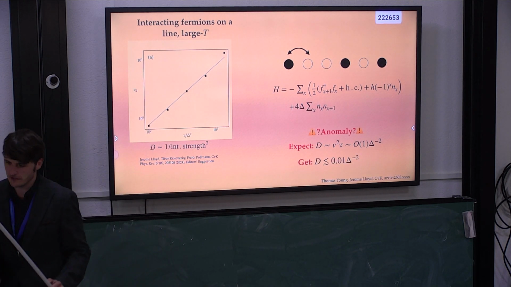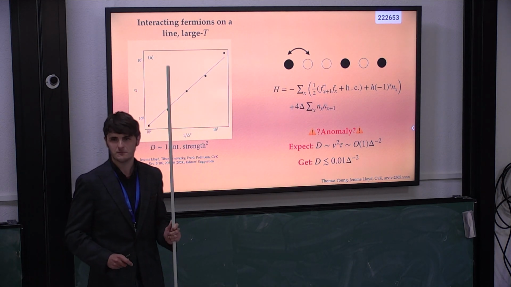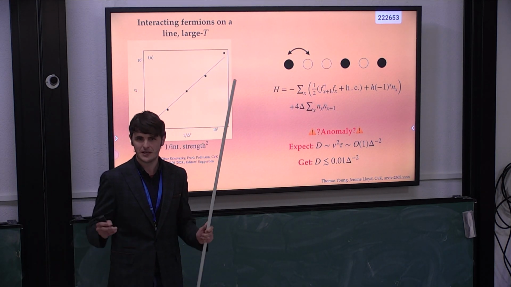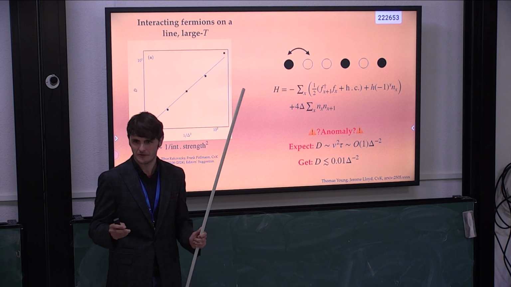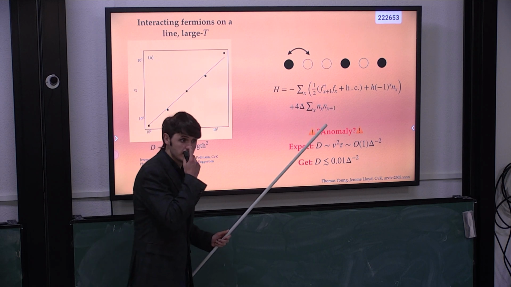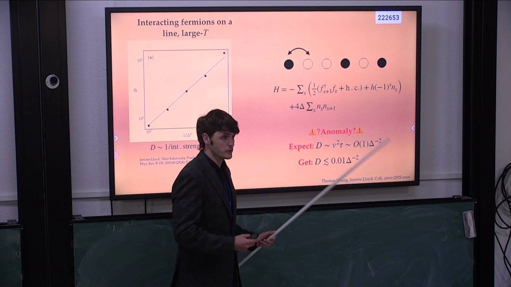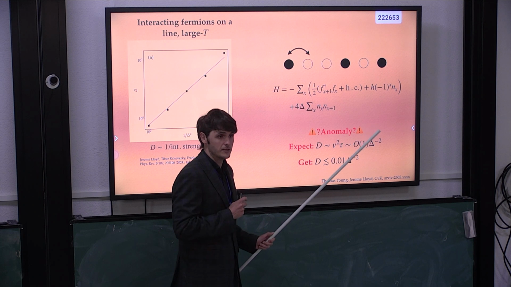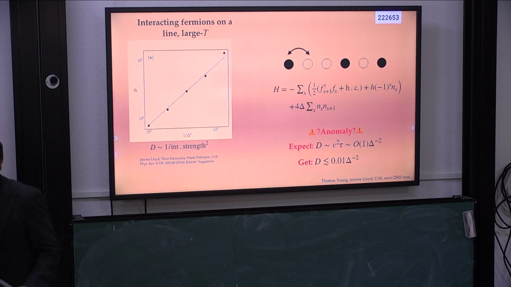But in fact, what we find in these numerics is that the diffusion constant is suspiciously small. Of course, one should be careful doing numerology, but we were a little bit worried about this. We're worried about whether there might be a subtler dependence of this D on the interaction strength, which could possibly account for this anomalously small diffusion constant. So this inspired us to go back and just study the quasi-particle scattering rate.